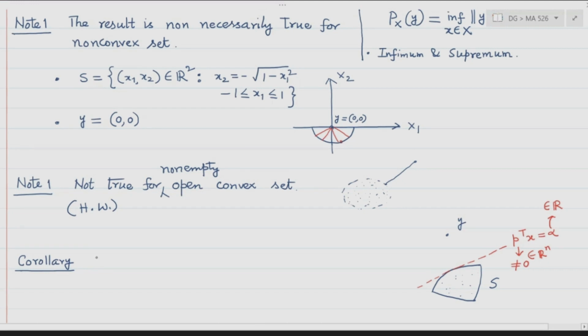The result to be mentioned is the following: let S be a non-empty closed convex set in Rn. In our course, we are considering only the vector space n-dimensional Euclidean space.